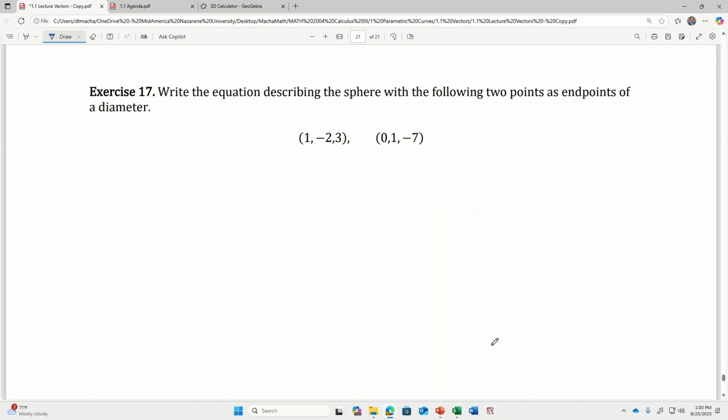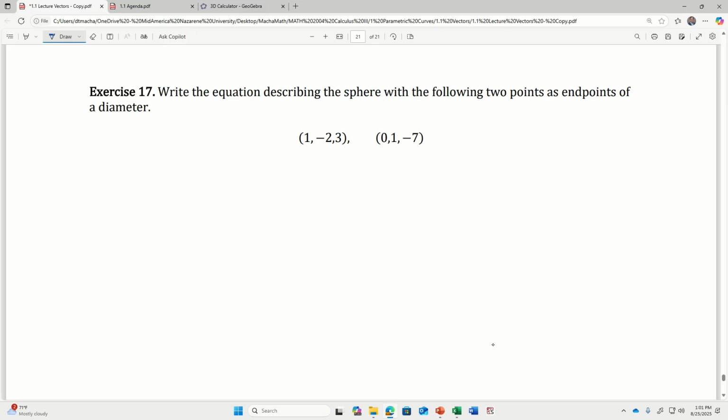Okay, write the equation describing the sphere with the following 2 points as endpoints of a diameter. A diameter is a line segment that goes from one point on the sphere to another point on the sphere. It's a straight line segment and it passes through the center of the sphere. That makes it a diameter. So if those are endpoints of a diameter, how would I find the center of the sphere? Alex said it's the midpoint, yeah.